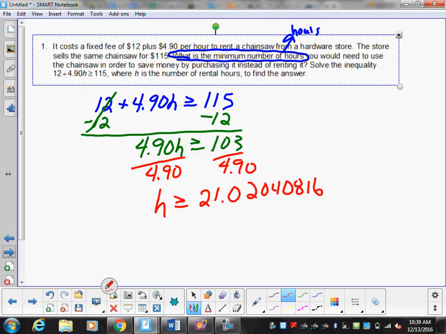Remember I said earlier we're looking for the minimum number of hours. So 21 hours would not quite get you to 115. That would be too little. So you have to round up, and so the minimum number of hours would be 22 hours. So if you rented it for 22 hours, it would save you money to purchase it instead of renting it.